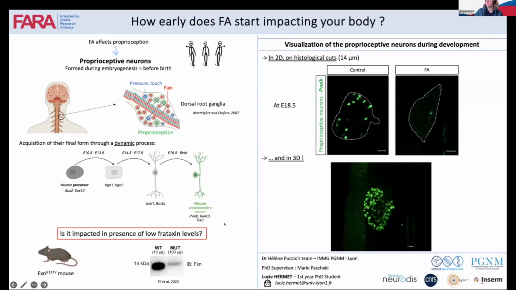Do you want to pick some, Veronique, and read them, because I don't think people can see them.